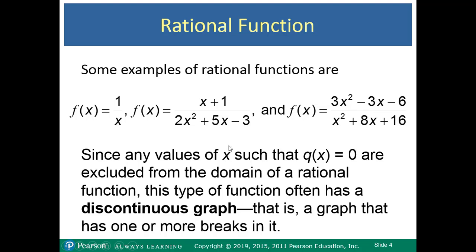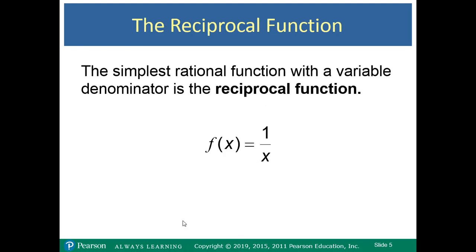And then since any values of x such that q of x is equal to 0 are excluded from the domain of a rational function, so these are our restricted values, we're going to have discontinuous graphs. Often, not all the time, we have a discontinuous graph. That is a graph that has one or more breaks in it. It could be a hole in the graph, or it could be, and what we're going to discuss later is, an asymptote.